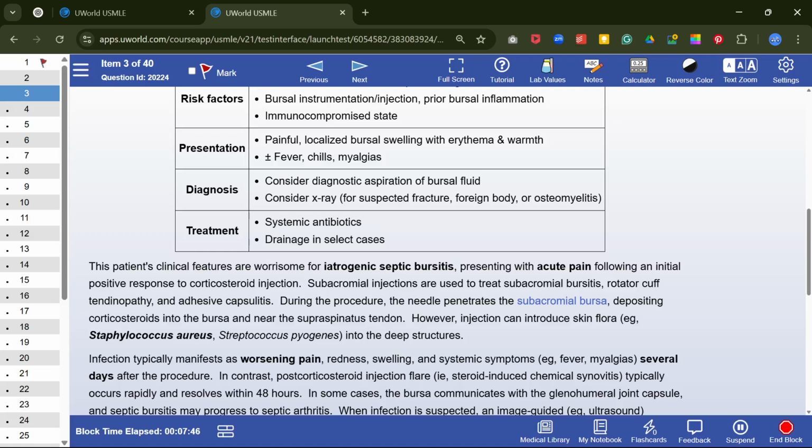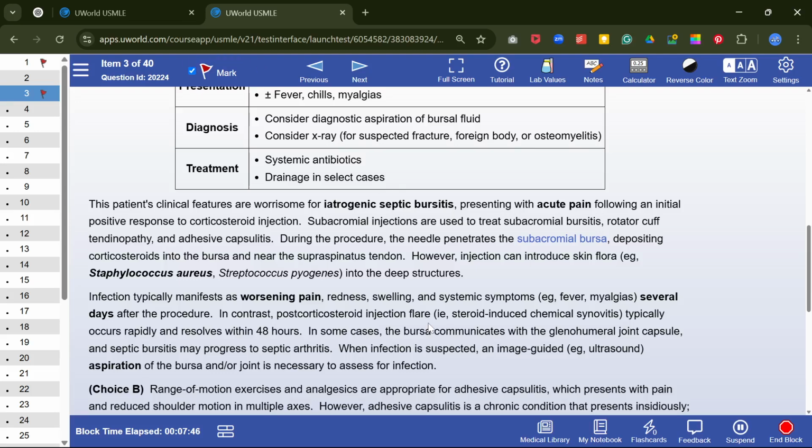However, injection can introduce skin flora, Staph aureus, and Strep pyogenes into the deep structures. Infection typically manifests as worsening pain, redness, swelling, and systemic symptoms, fever, myalgia, several days after the procedure.